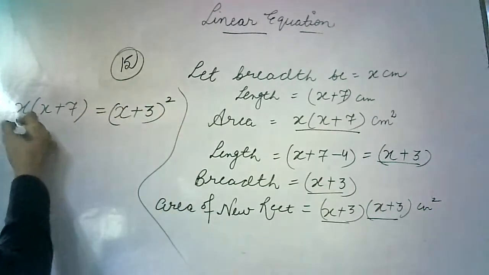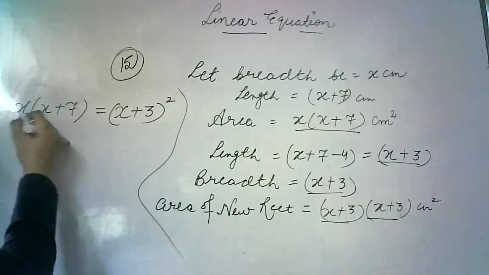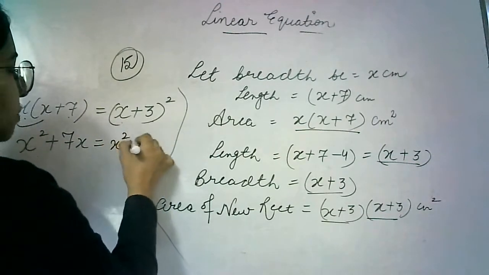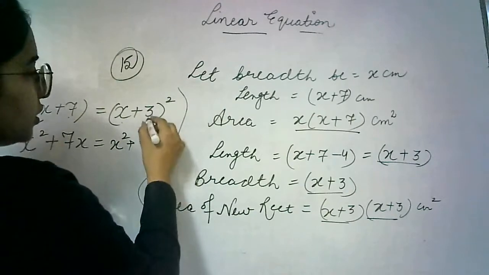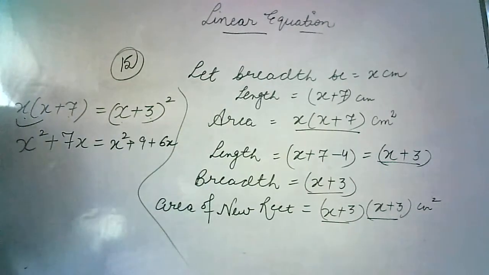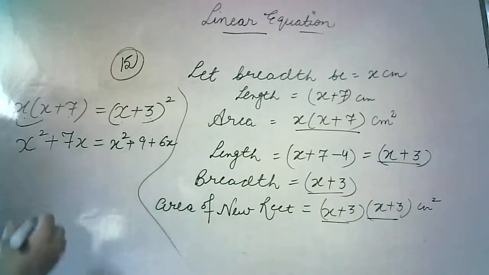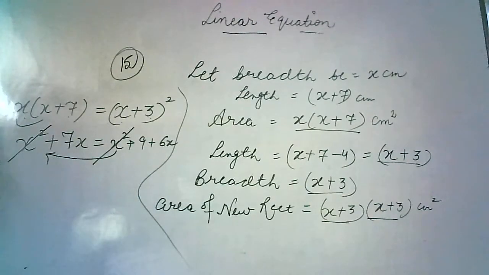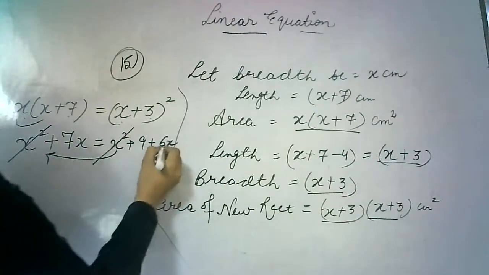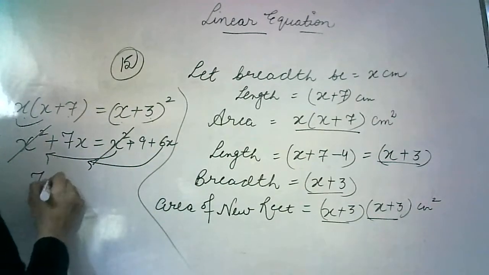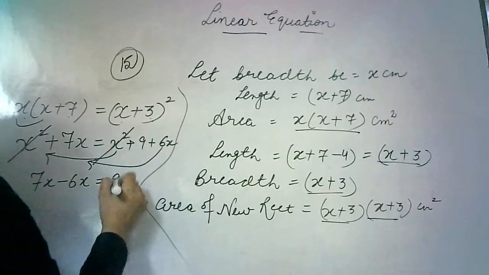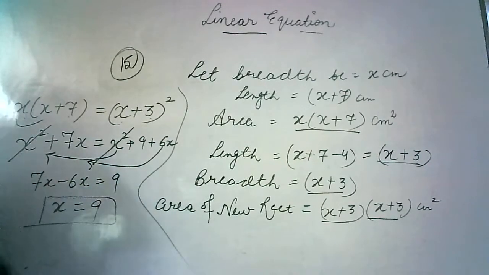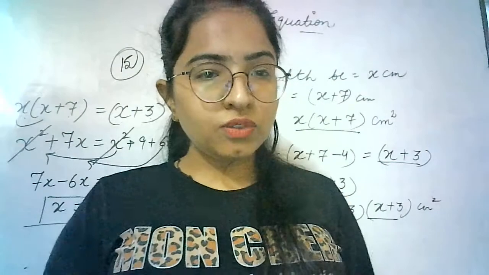Okay, just multiply it. x into x is x square, x into 7 is 7x. x plus 3 whole square is a square plus b square plus 2ab. Okay, now x square on this side will be cancelled. So I'm going to cancel over here only. 6x will go that side, 7x minus 6x is equal to 9. Value of x will be 9. So the value of x is 9.